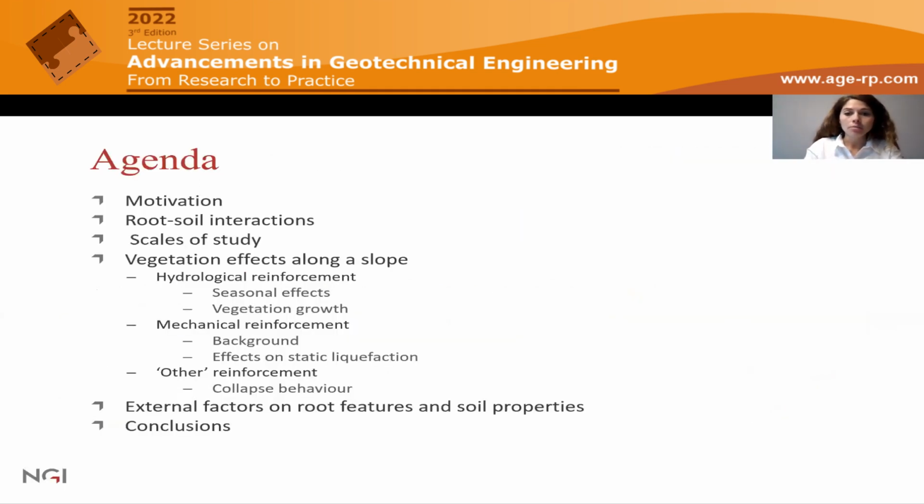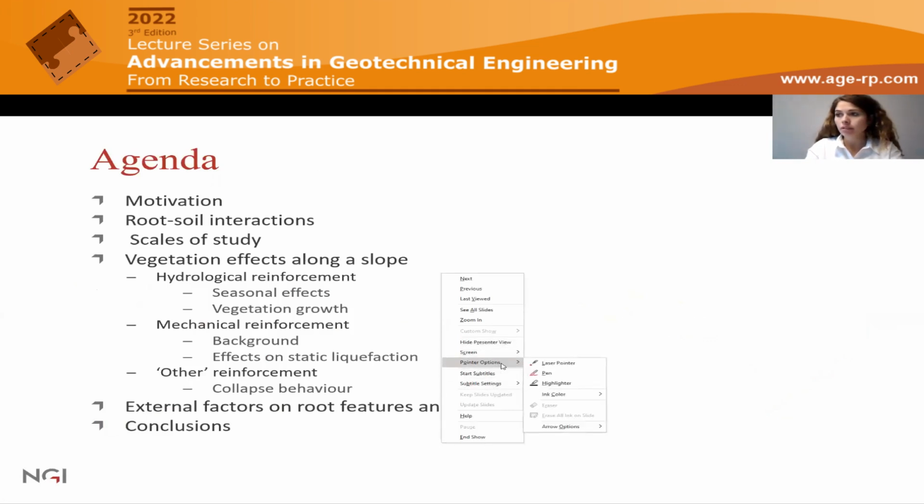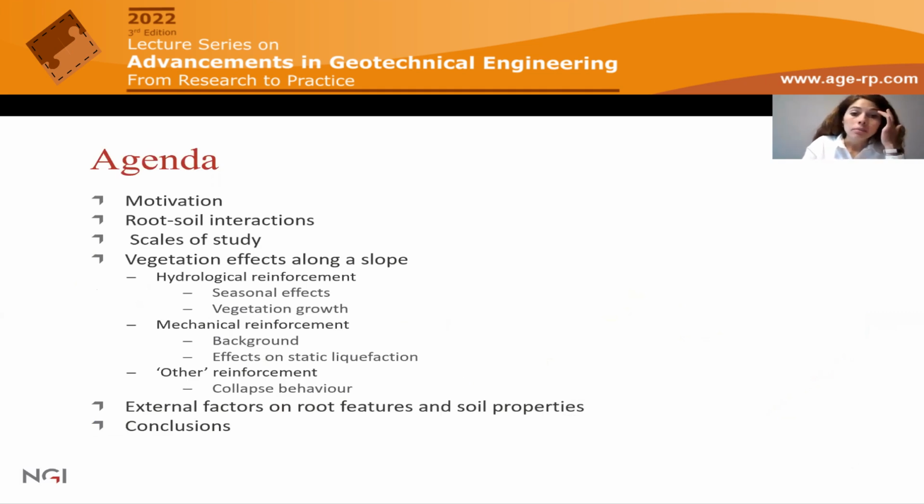Here are the main topics I will touch upon during this talk, starting from the motivation. We as geotechnical engineers want to study the effect of plants in the unsaturated zones. Then we look more into the root-soil interactions and how roots and soil can mutually affect each other in multiple ways. Later, I will talk about the scales of study and application, and more in detail, we'll talk about vegetation and its effects along a slope and how to quantify them.